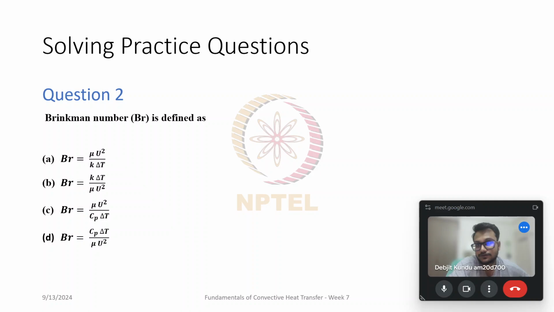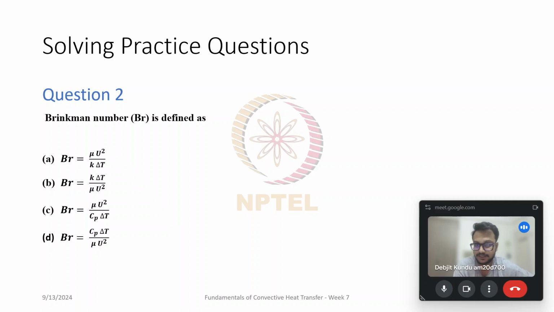Moving on, we'll look at the definition of another important non-dimensional number in this context, known as the Brinkman number. There are again four options given here. You have to pick the correct one. So is the Brinkman number equal to mu u square upon k delta t, where delta t is the temperature difference, k is the conductivity, mu is the coefficient of viscosity, and u is the velocity scale, some characteristic velocity of the problem.